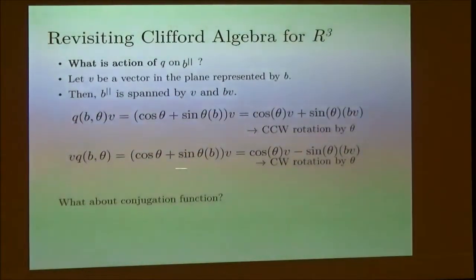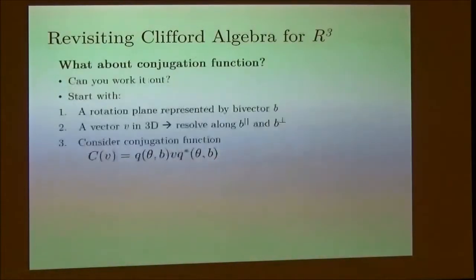But what we really want to talk about is the conjugation function, because that is our connection to the 3D rotation we discussed before. So what about the conjugation function? Well, the conjugation function is this: Q V Q star, right? So Q is your bivector, V is your vector, and Q conjugate is your bivector. So what we would like to do now is see what happens to the vector V when you have two quaternions, one which is the conjugate of the other one, sandwiching V.